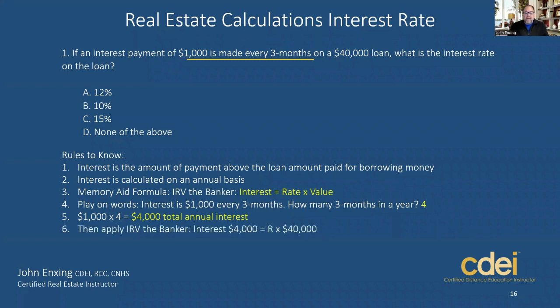Now we can apply IRV the banker. The interest, $4,000, equals the rate, which is what we're looking for, times 40,000, the value. So all I have to do is simply divide, algebraically: 4,000 divided by 40,000. I get 10%.